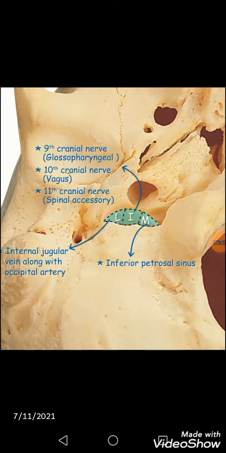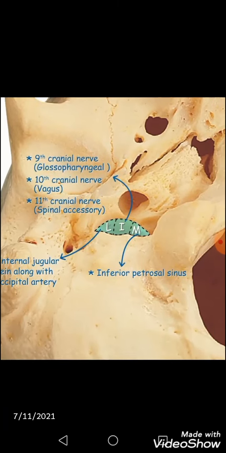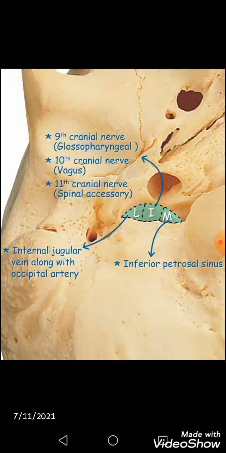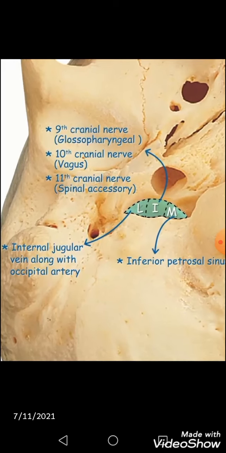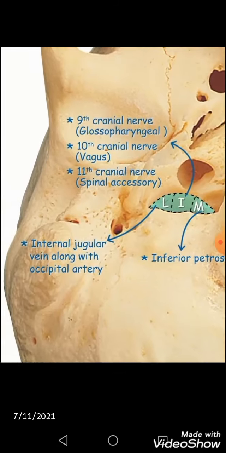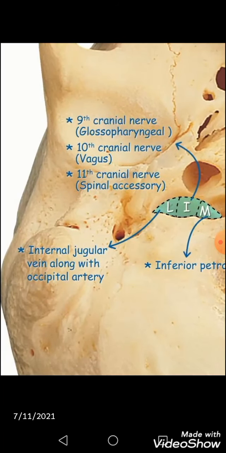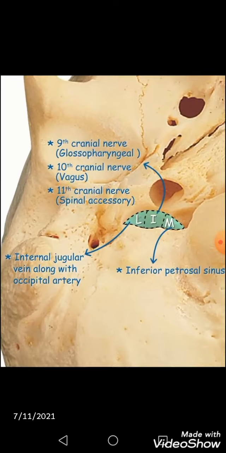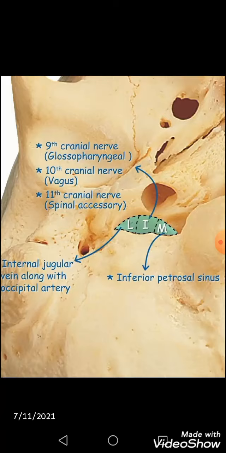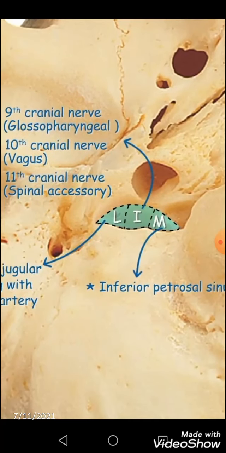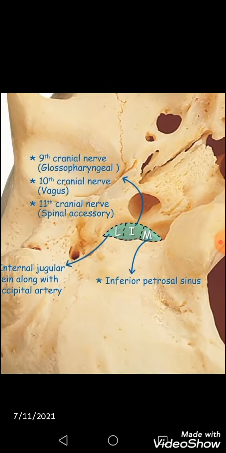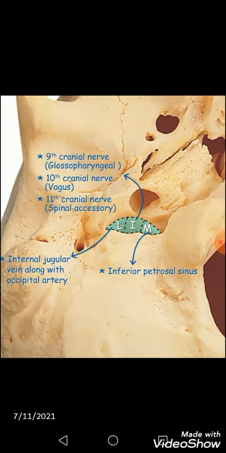The jugular foramen has to allow the passage of the 9th cranial nerve, the glossopharyngeal, then the 10th, vagus, and the spinal part of accessory nerve, which is the 11th cranial nerve, and internal jugular vein along with the occipital artery, and you find the passageway of the inferior petrosal sinus. And this jugular foramen is divided into medial, intermediate, and lateral parts, and you can see here what structures these portions allow to pass through.